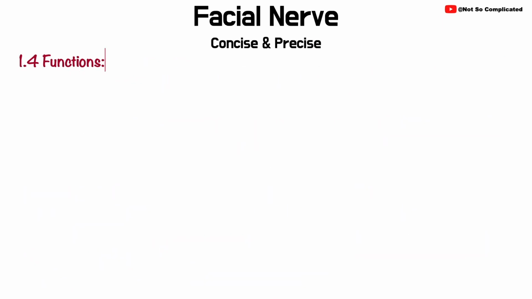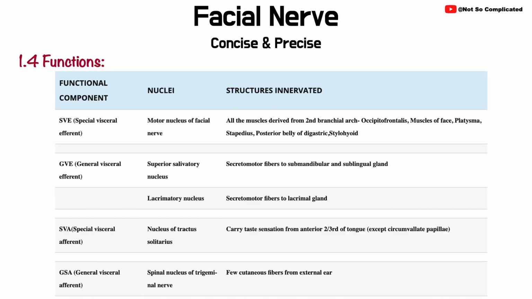Now talking about the functions, there are different functional components of the facial nerve. One of them is special visceral efferent, and the nucleus is obviously the motor nucleus of the facial nerve. They control all the muscles derived from the second branchial arch, that is the occipitofrontalis, muscles of the face, platysma, stapedius, posterior belly of digastric, and stylohyoid muscles. The other one is general visceral efferent, and the nuclei are the superior salivatory nucleus and lacrimatory nucleus. The superior salivatory nucleus sends secretomotor fibers to the submandibular and sublingual glands, and the lacrimatory nucleus sends secretomotor fibers to the lacrimal gland, right?